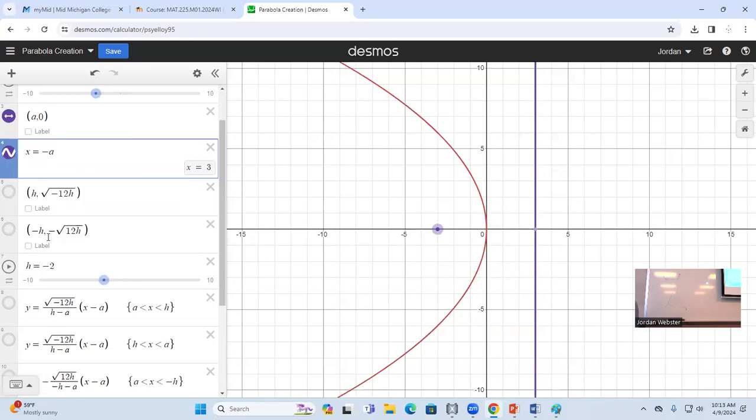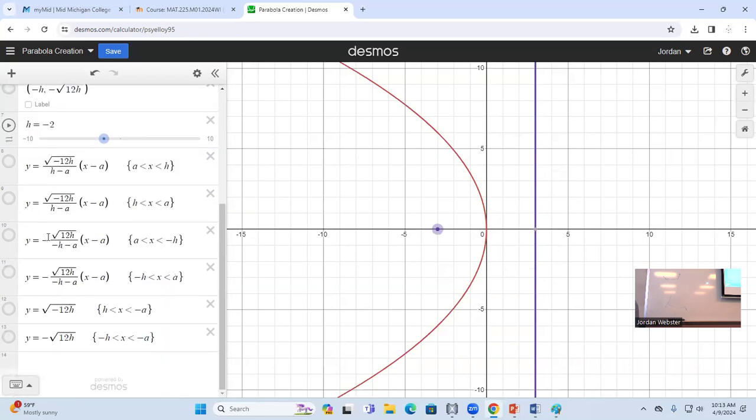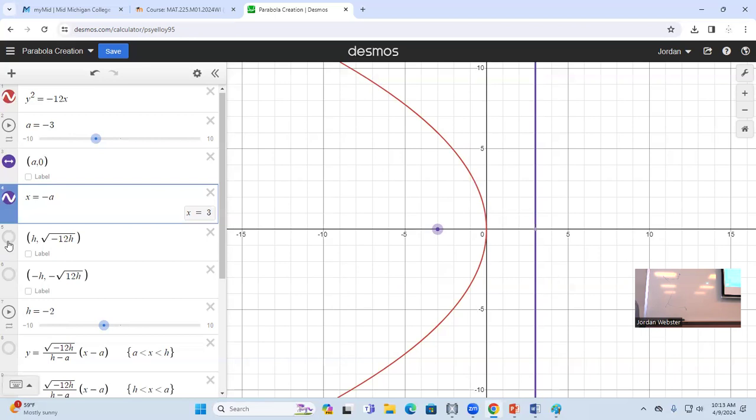Now, here's the interesting part. Let's say I take a point on my parabola. And I look at that in comparison to this line and in comparison to this point. So I look at it in comparison to the focus and in comparison to the directrix.